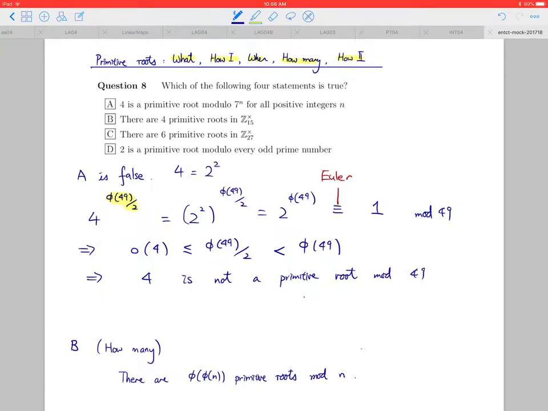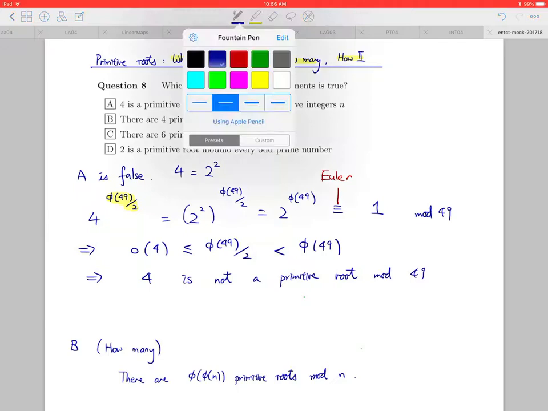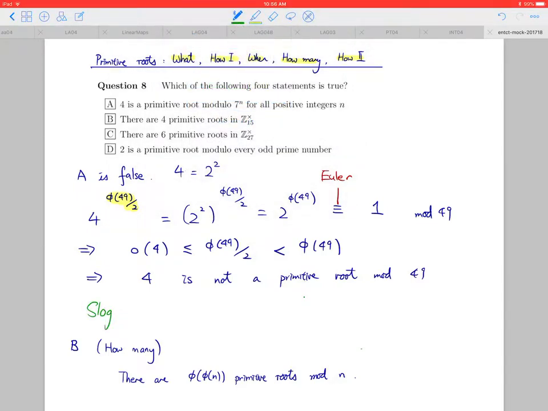Indeed, this argument will work for any square number. Therefore, we have a slogan. The slogan is: square numbers are not primitive roots. Indeed, in 2 weeks' time, we will prove something stronger than this. We will show that all the quadratic residues are not primitive roots. But we'll leave it 2 weeks later. Okay? So, statement A is incorrect.